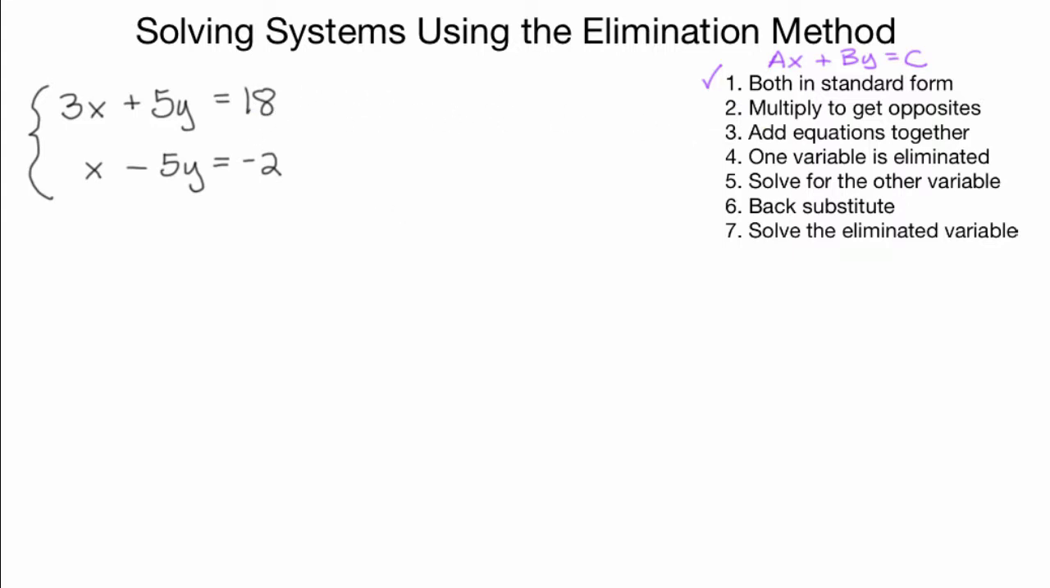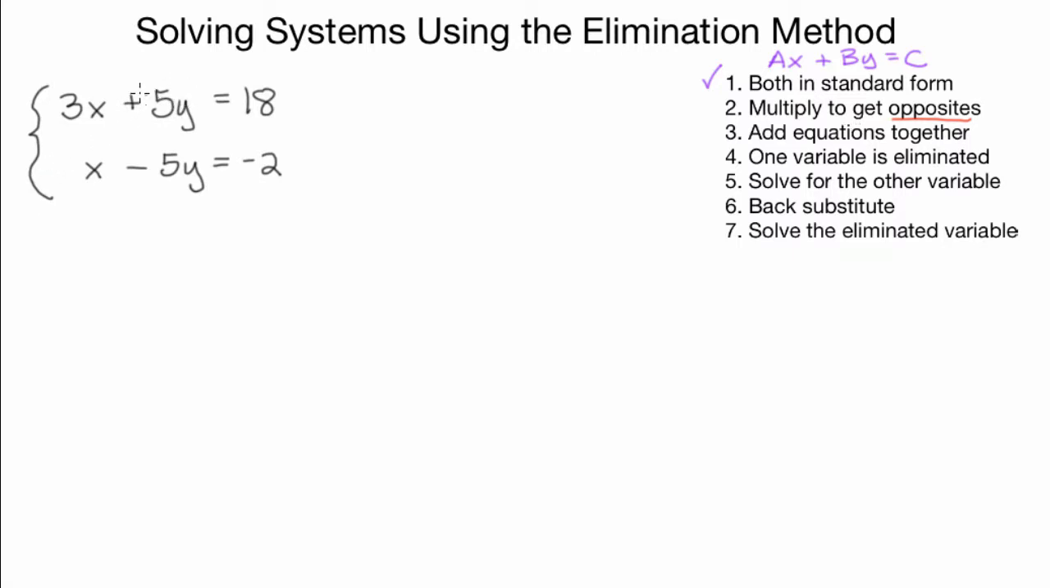All right, step two, multiply to get opposites. So the key idea here is, if I look at step three, I'm going to add my equations together. I want to get opposites. By opposites, I mean things that I'll add together to get 0.